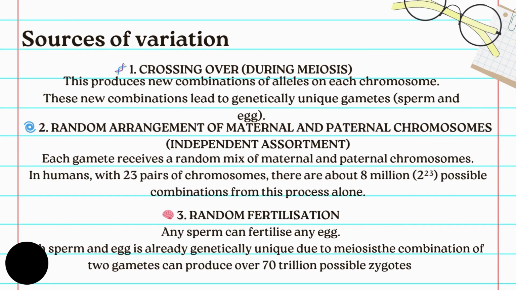And also due to random arrangement of maternal and paternal chromosomes, independent assortment. Also, that is in my meiosis video, which I'll make sure to link in the description box. So each gamete receives a random mix of paternal and maternal chromosomes. So in humans with 23 pairs of chromosomes, there are about 8 million possible combinations from this process alone. So 8 million possibilities, imagine. That just shows how, unless you're identical twins, your siblings and you are all different, and this happens in all species.